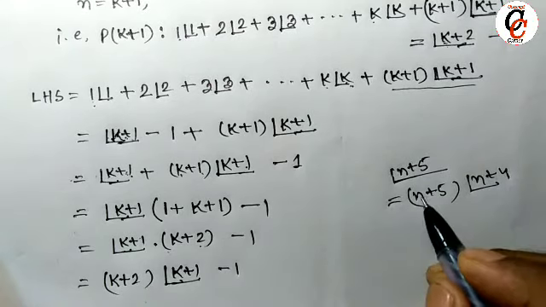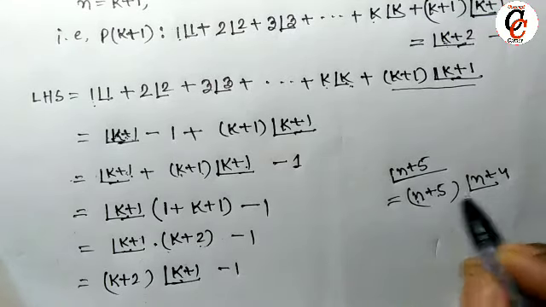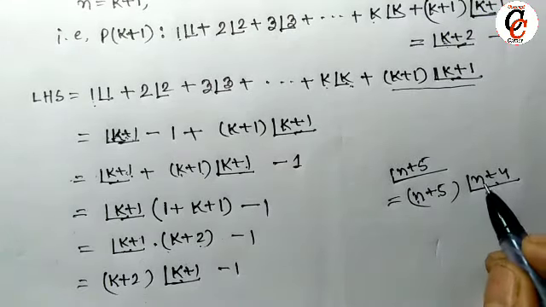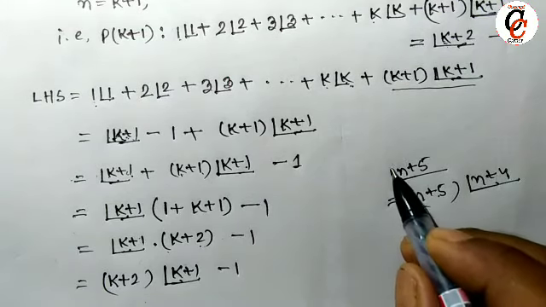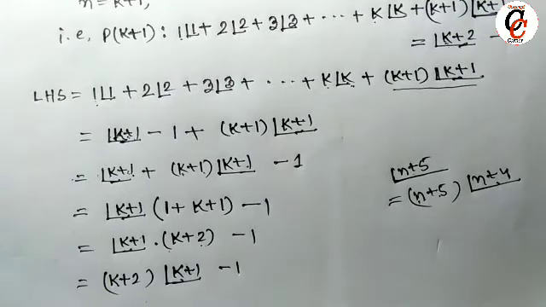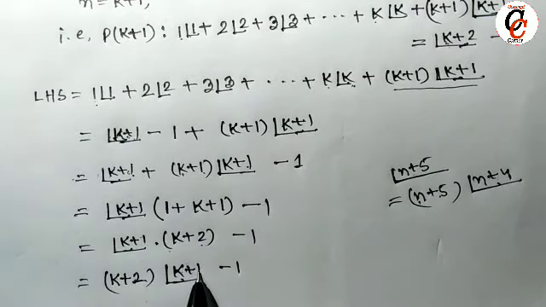That means if n plus 5 is outside and inside the factorial sign n plus 4 is there, then we can write n factorial n plus 5. Here, k plus 2 is outside and k plus 1 is inside the factorial sign. That means inside the factorial sign, 1 is less than the outside term. Here k plus 2 is there, and here k plus 1 is there.